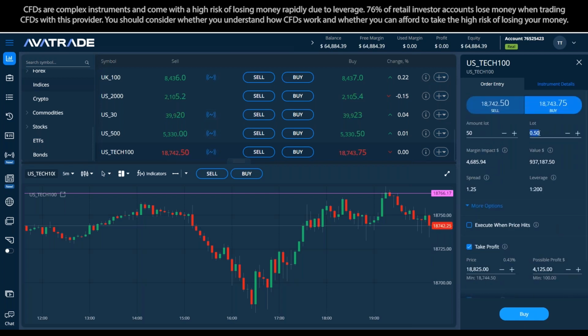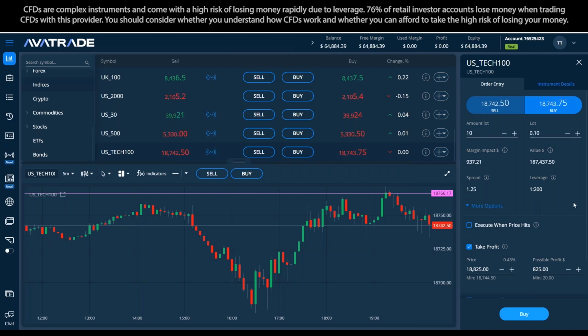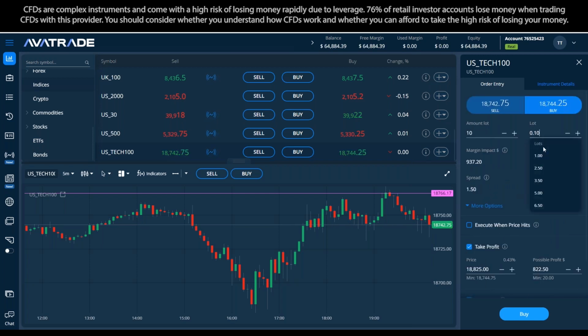So maybe I'm willing to risk 1% per trade on my balance, and you should have an amount that you know you're willing to risk on your trades, and then take a trade size accordingly. And it doesn't have to be 1% of your balance; it could be some other number. So 0.1 is approximately 1% risk.